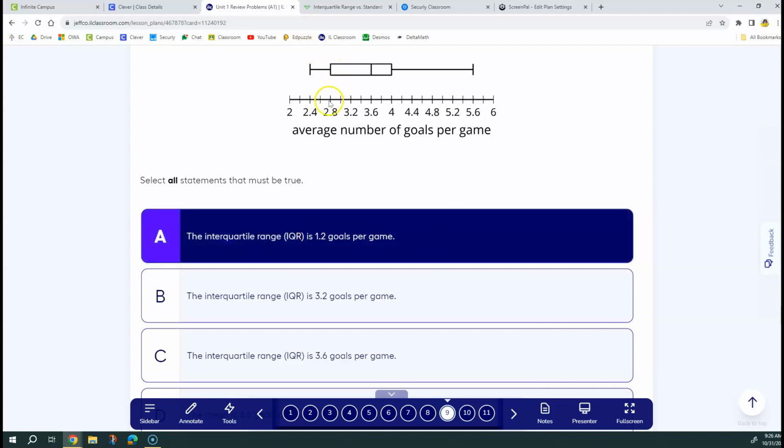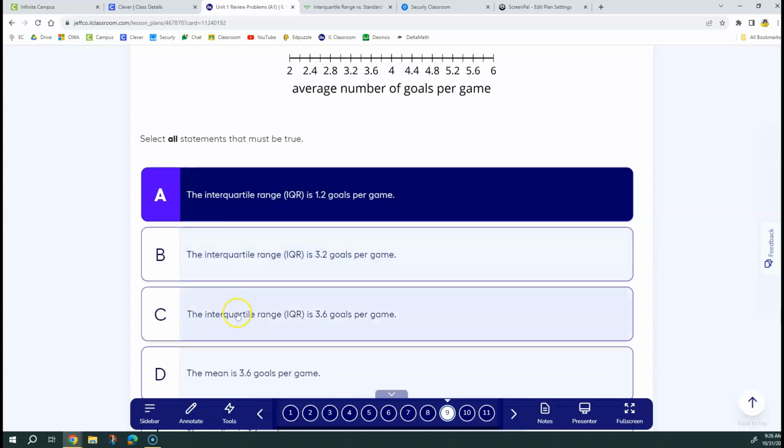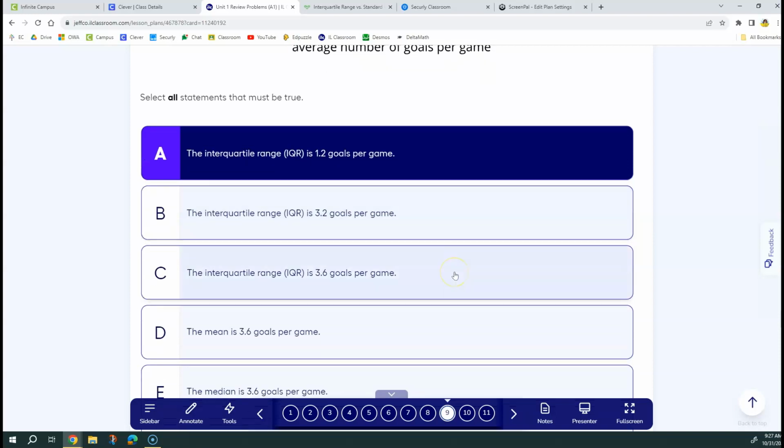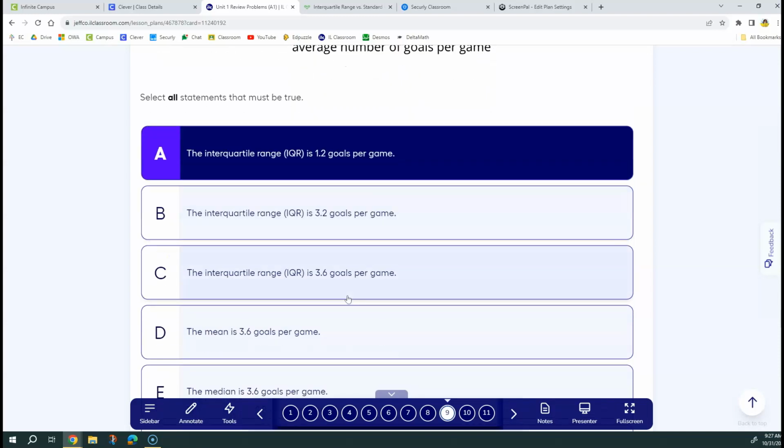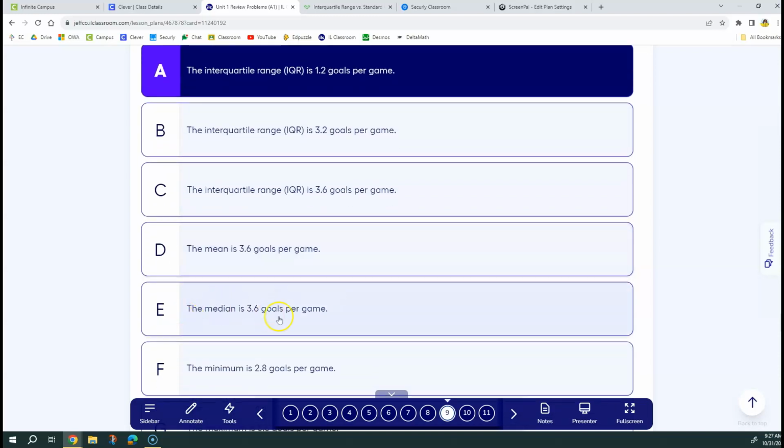So again, the interquartile range starts here at 2.8, the start of the box, and ends here at the ending of the box at 4. So B or C can't be correct because there's only one interquartile range. So those are not going to be correct. And we know D can't work because we can't get the mean from a box plot. So now we can look at the next ones.